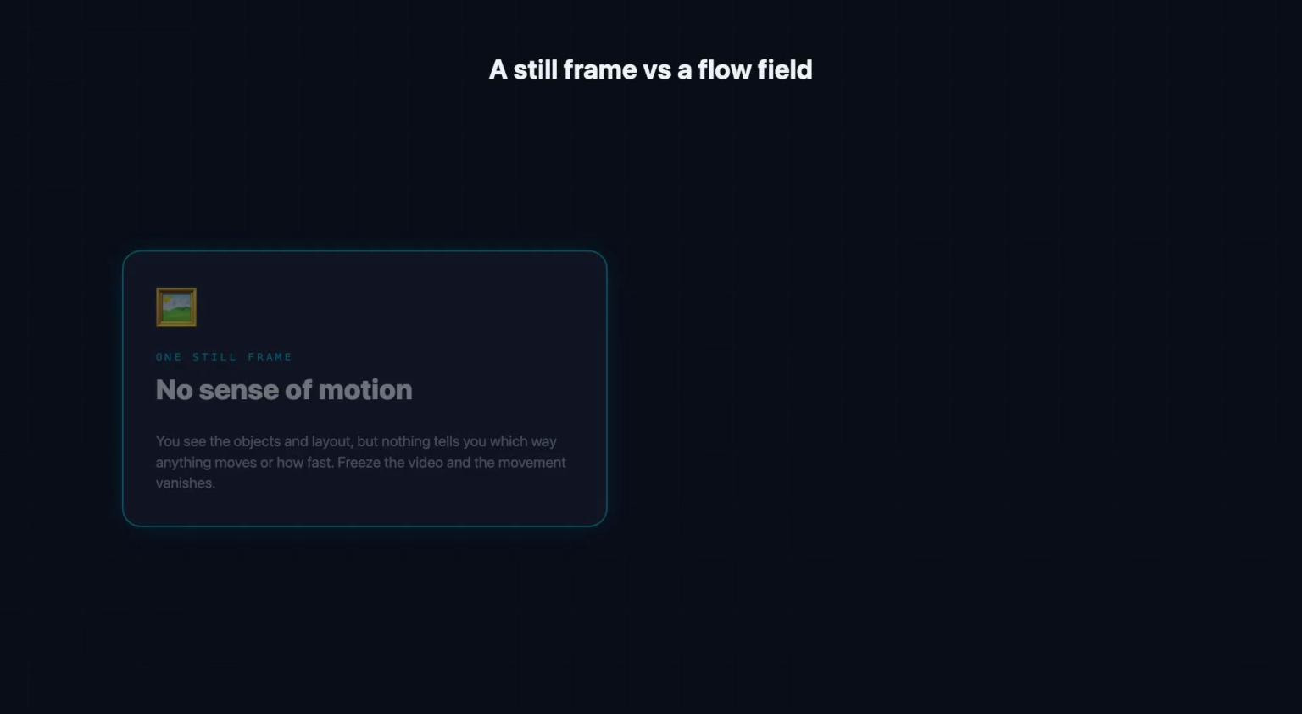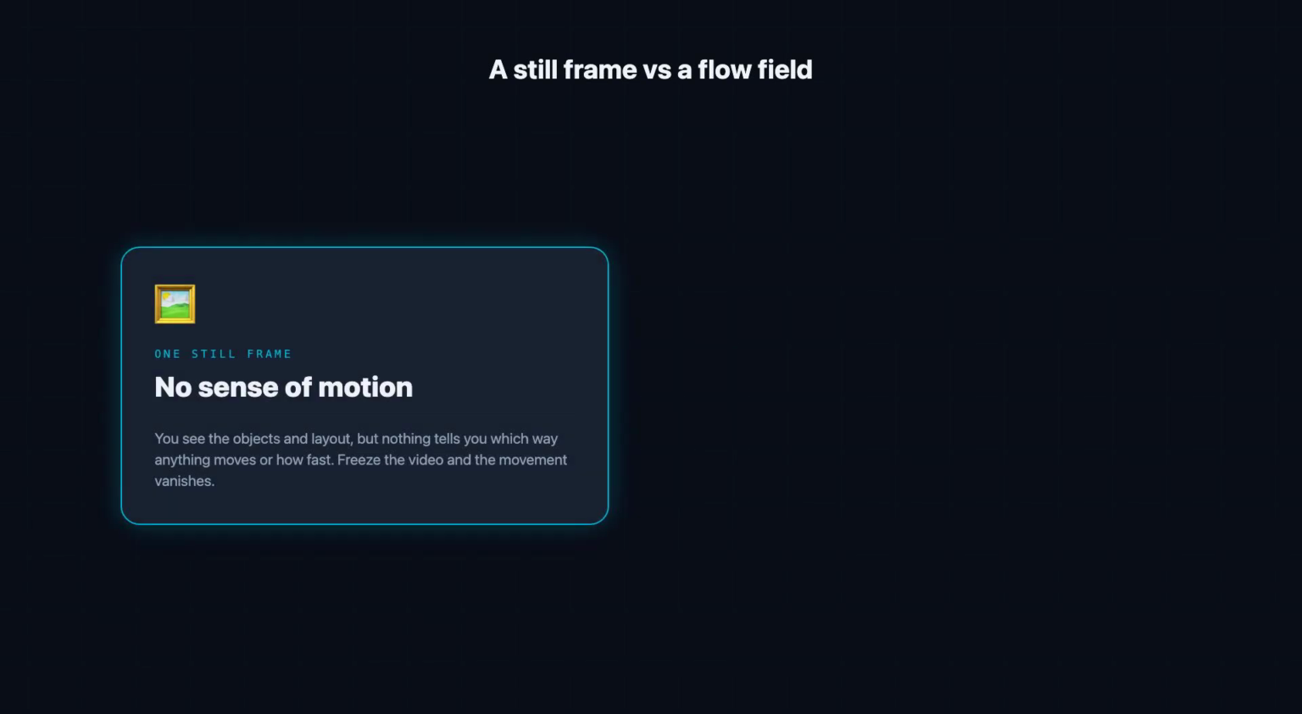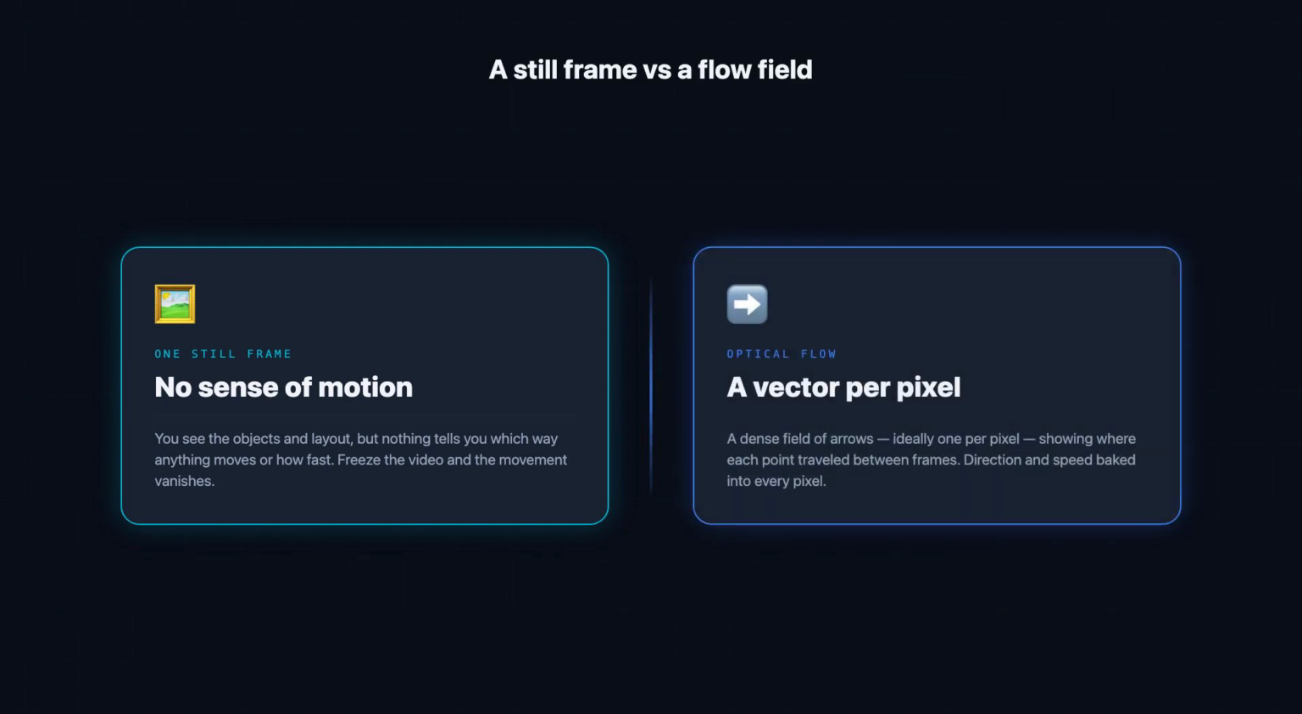Now, to feel why this matters, compare a single frame with a flow field. A single still frame carries no sense of motion whatsoever. You can see what's in it, the objects, the colors, the layout, but nothing tells you which way anything is heading or how fast it's going. Freeze a video on one frame and every trace of the movement simply vanishes. Optical flow restores that missing dimension.